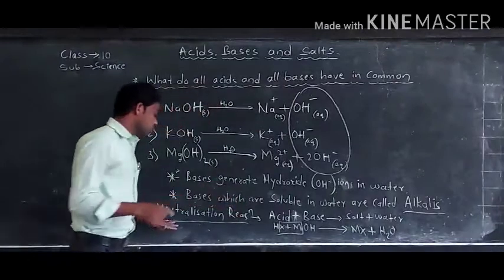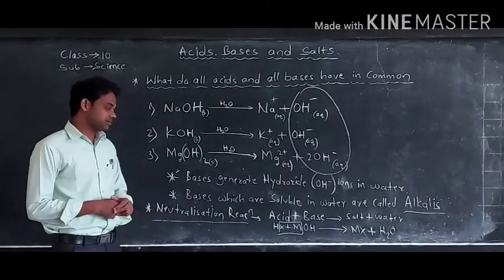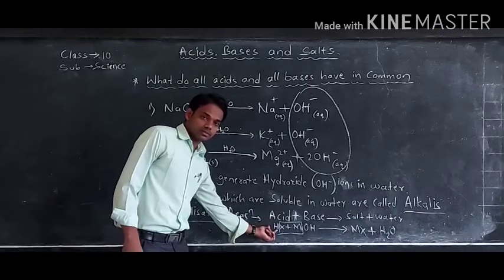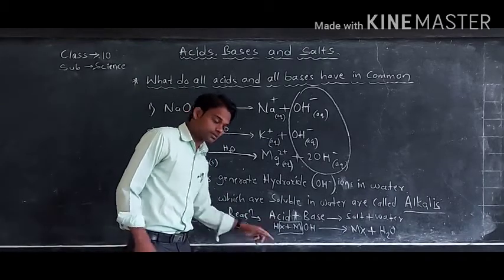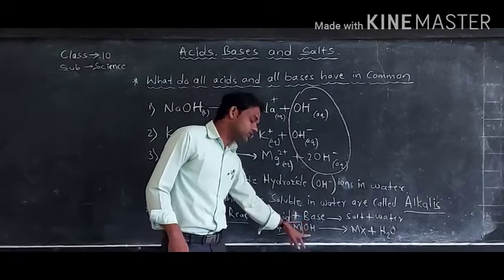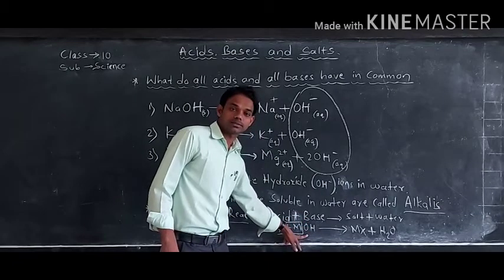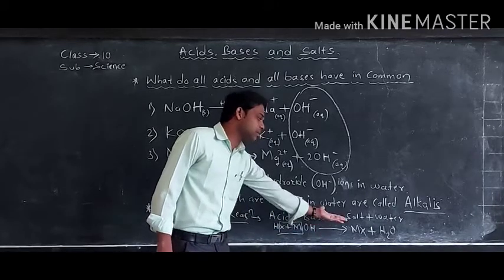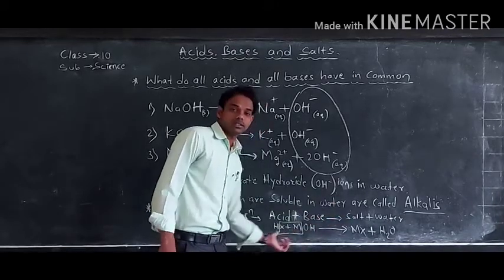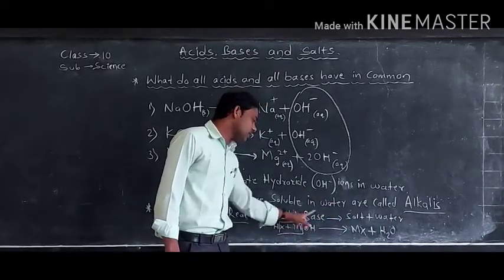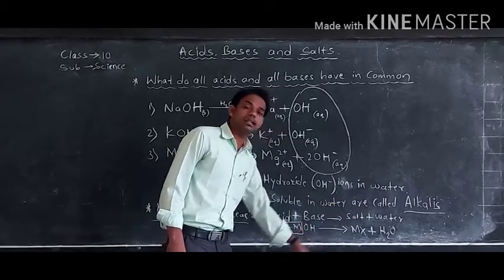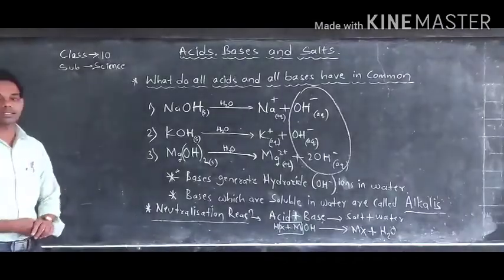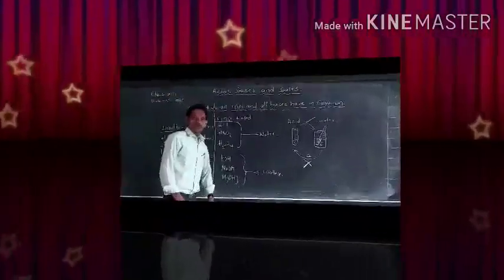Now we see the neutralization reaction. Acid produces hydrogen ions. Bases produce OH ions. When acid and base react with each other, they produce salt and water. This is the reaction: acid when it reacts with a base produces salt and water. This reaction is called the neutralization reaction. Understood, students?